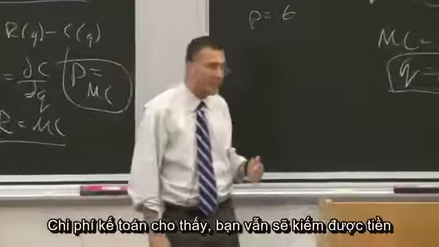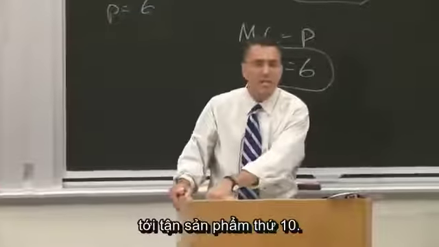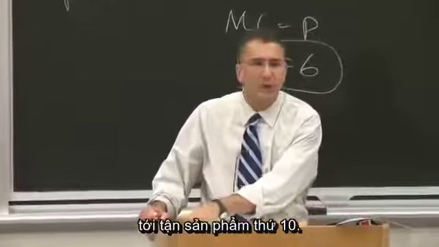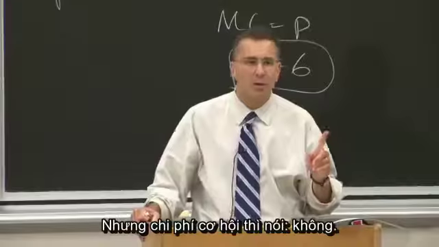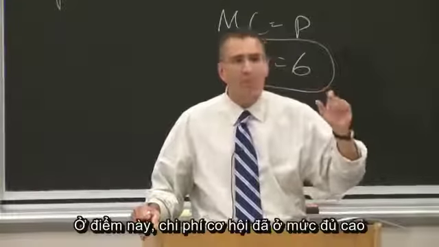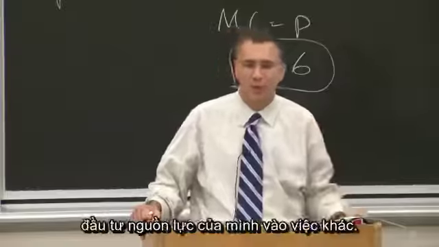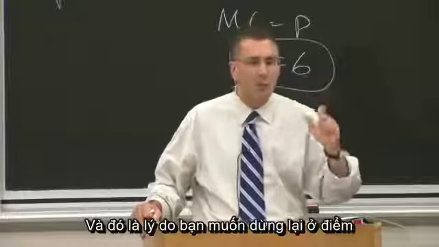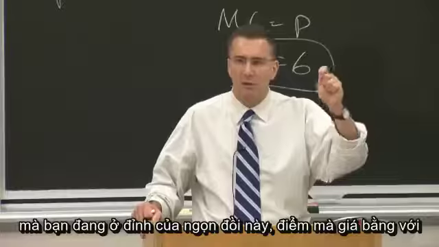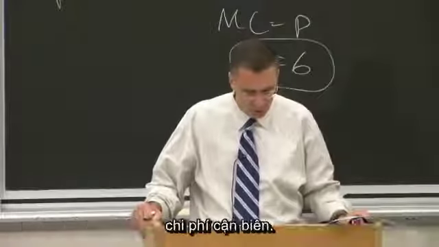Accounting costs would say, look, you're going to make money until you go to 10 units. But opportunity cost says no. At that point, the opportunity cost has gotten high enough that you can do better devoting your resources elsewhere. And that's why you want to stop at the top of the hill, where price equals the marginal cost. Okay?